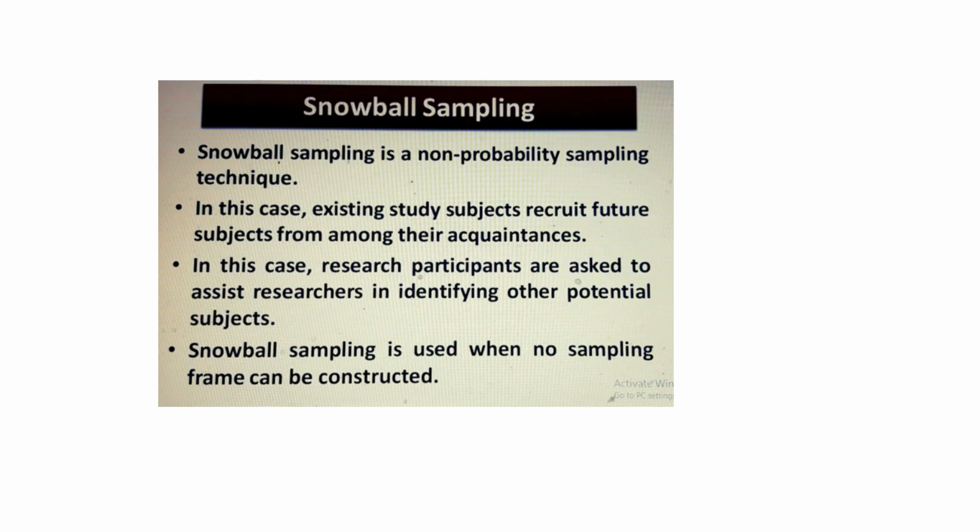Snowball sampling. Snowball sampling is a non-probability sampling technique. In this case, existing study subjects recruit future subjects from one among their acquaintances. In this case, research participants are asked to assist researchers in identifying other potential subjects. Snowball sampling is used when no sampling frame can be constructed.